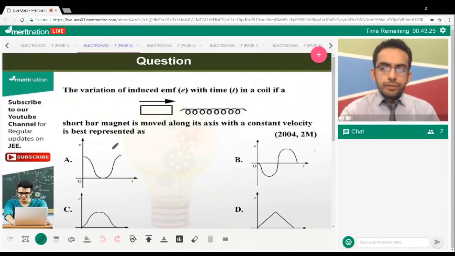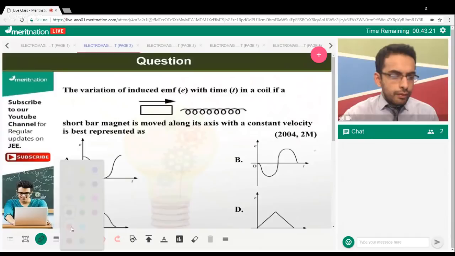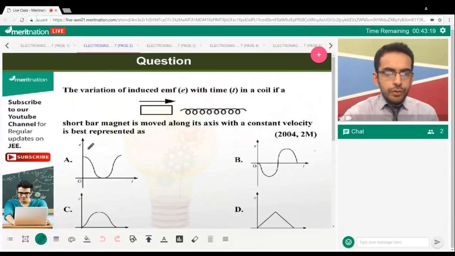Okay, the first question. The variation of induced EMF, E, with respect to time in a coil, if a coil and a short bar magnet are moved such that the bar magnet is moved along the axis of the coil with a constant velocity. Which of the graph represents it in the best way? So how to find that?